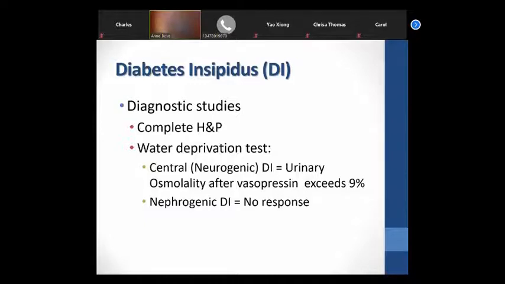So one is making it, the other one is the utilization of it. Central neurogenic is the production of it. Nephrogenic is the utilization of it.